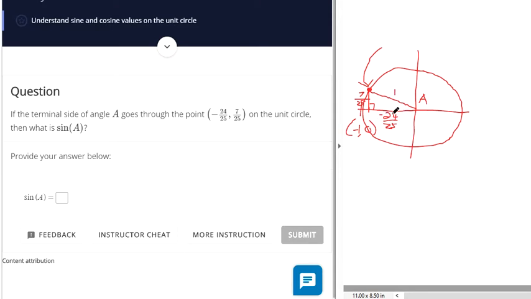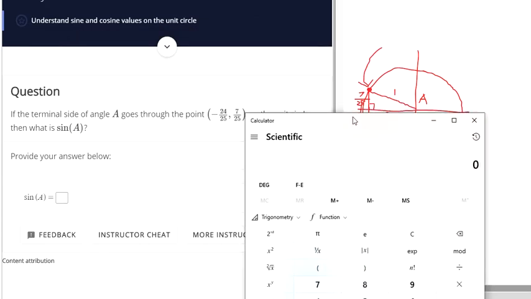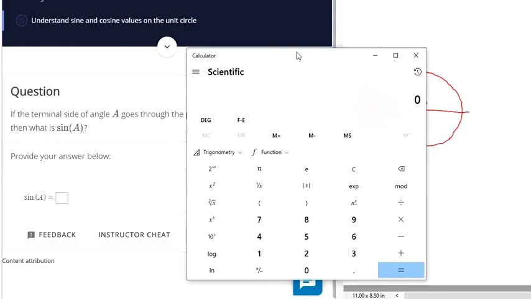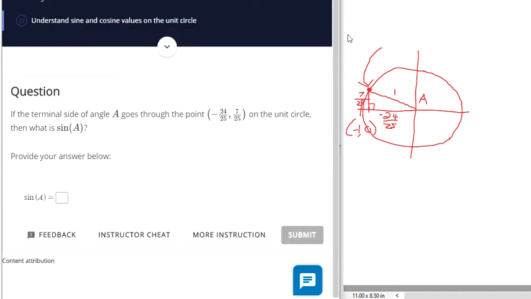I could do negative 24 over 25 squared plus 7 over 25 squared, but it's going to equal 1 because it's drawn in the unit circle. They say that the terminal side of angle A goes through that point. But just to check, in case you don't trust me, 7 squared is 49, and that's divided by 25 squared. So I'm just squaring them both. I got 24 squared divided by 25 squared. Add those together, makes 1. Okay, so that whole exercise right there is not something you have to do.